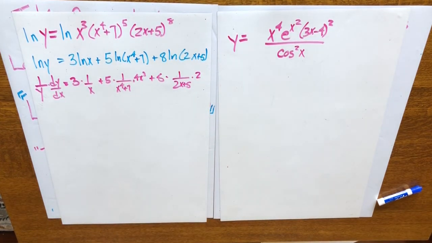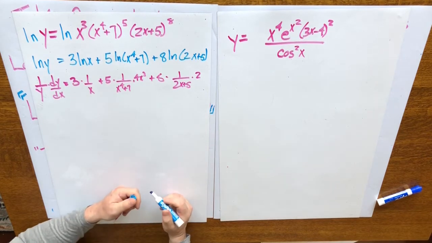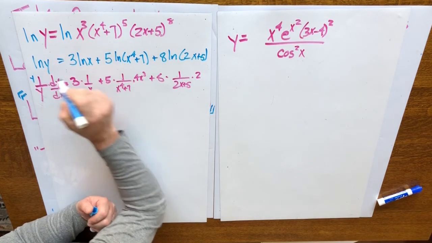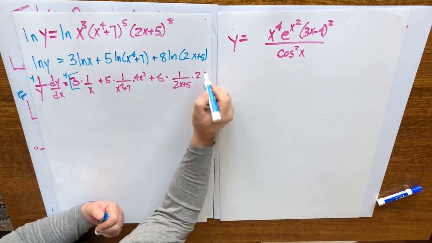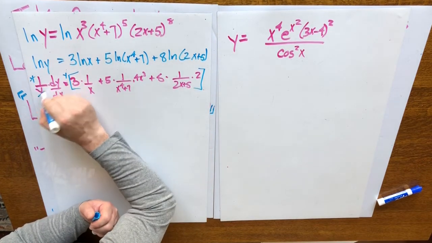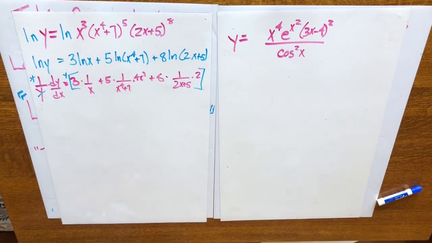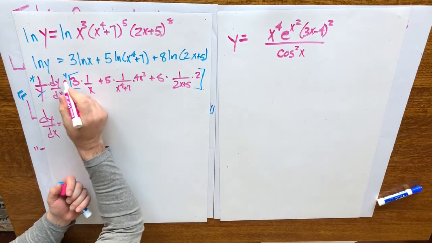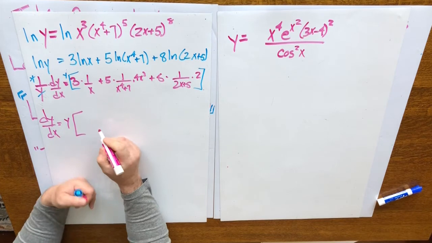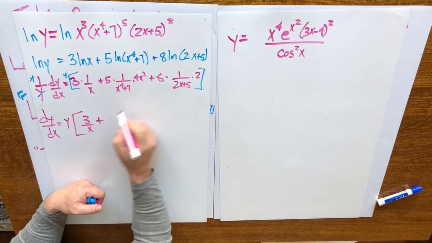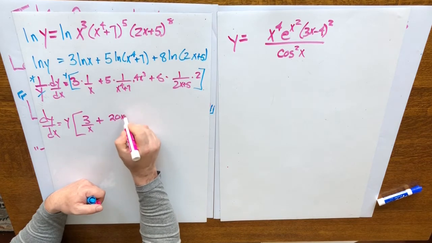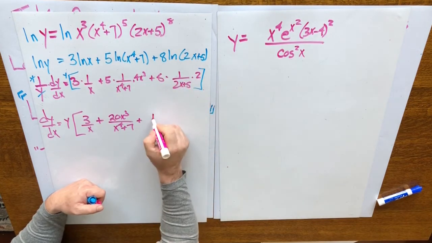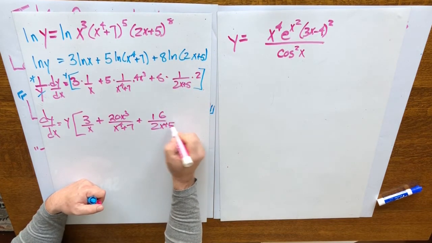So easy to take the derivative of that sum or difference. No product rule, quotient rule type things required. Now we're going to take both sides and multiply them by y. So we're going to imagine multiplying both of these sides by y. This y will cancel with this y, and you've already simplified it down to dy over dx equals, we have this blue y here, times this bracket, 3 over x plus 20x cubed over x to the 4th plus 7 plus 16 over 2x plus 5.